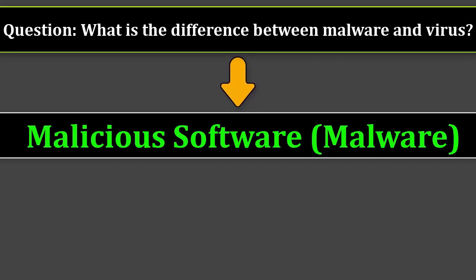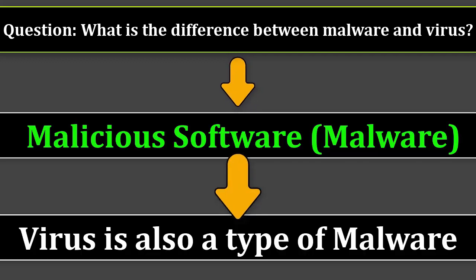Guys, there is another word to describe malware, that is malicious software. In layman's terms, we can say malware and malicious software are the same thing. There are many types of malicious software or malware. Virus is also a type of malware.